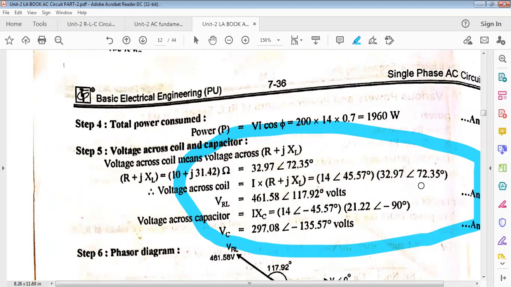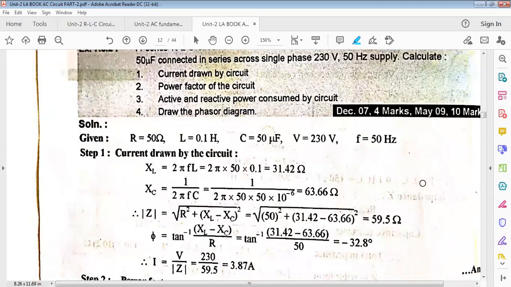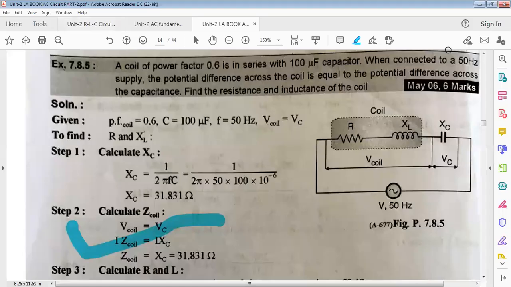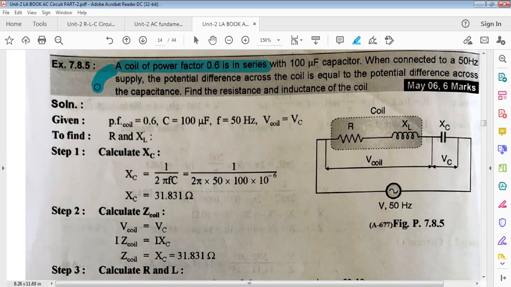Okay. Last sum on this topic we'll see of different type. See here, a coil of power factor 0.6 is in series with 100 microfarad capacitor. Coil of power factor 0.6. Power factor of coil is 0.6 and not 0. What does it mean? Do you have to consider this coil purely inductive, or some resistance also of coil you have to consider along with inductance.